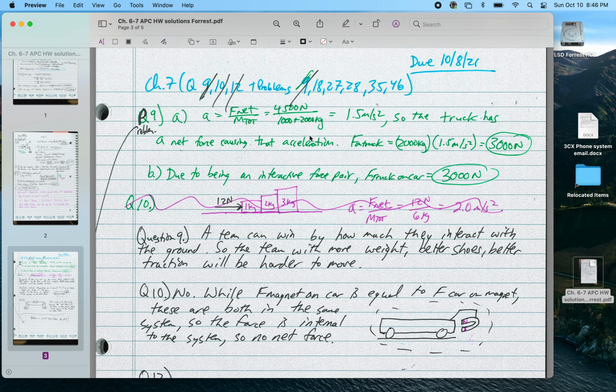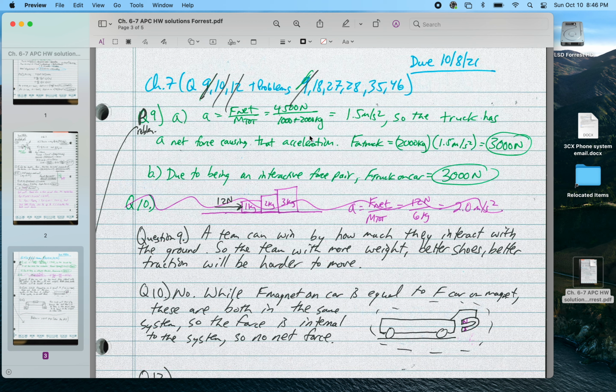It's pushing with 4,500 newtons, so you can find the acceleration of the whole system by taking that force dividing by the mass. And then, actually it didn't say it's pushing the truck with 4,500 newtons. It says it's pushing on the road with 4,500 newtons. So that means the whole system's accelerating 1.5 meters per second squared.